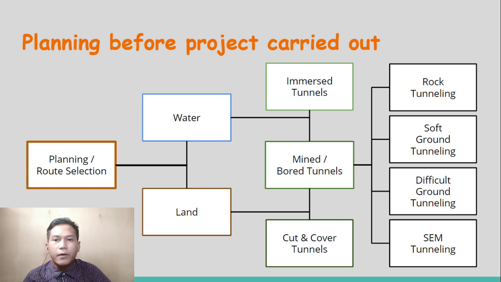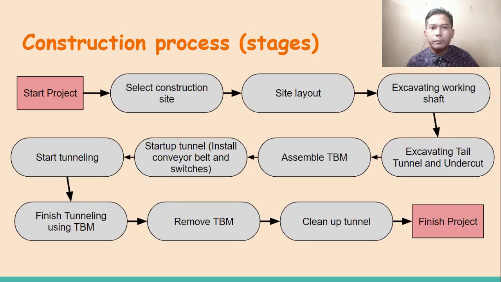However, there are 4 types of other methods under bored tunnel, such as rock tunneling, soft ground tunneling, difficult ground tunneling, and SEM tunneling. The construction process for tunnel construction. For your information, this process is mainly for a bored tunneling method. The process just generally shows the working order during the bored tunneling process.